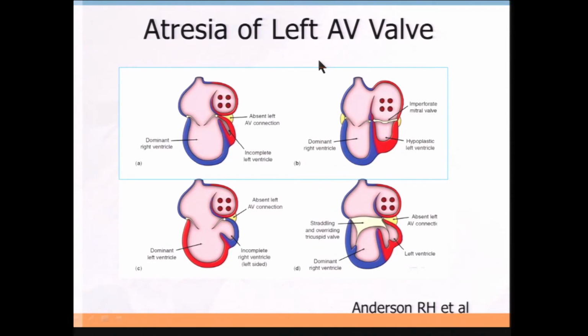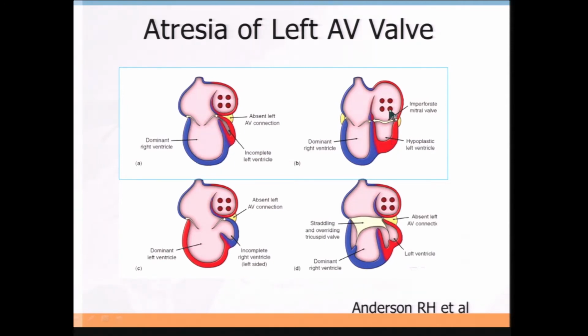Left side AV, absence of the AV connection is a similar situation. This is the mitral atresia. There's no connection between the left atrium and small left ventricle, and this is the right ventricle and tricuspid valve. Actually, both atrium blood flow join to the one ventricle. This is the univentricular AV connection.